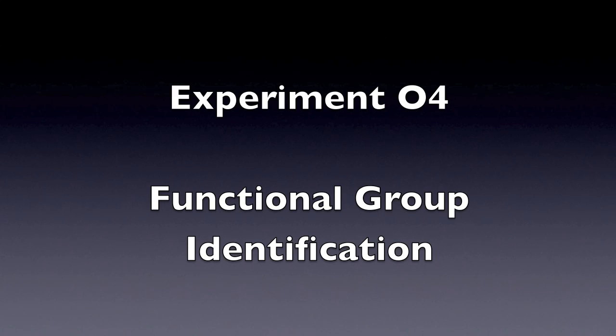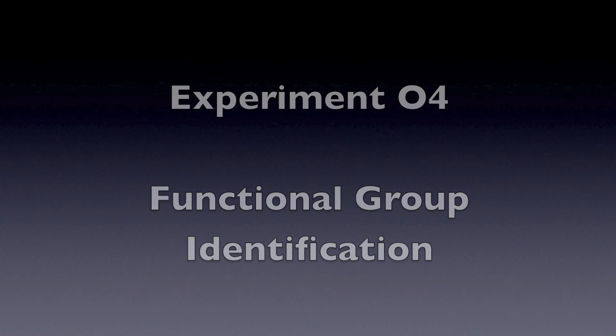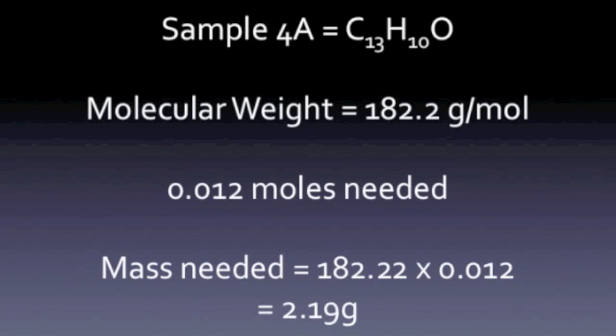In this experiment, we attempt to reduce an aldehyde or ketone to an alcohol. The reducing agent is sodium borohydride. We were given sample 4A, which has a molecular formula of C13H10O. The number of moles needed from the sample was 0.012. This was calculated to be 2.19 gram, where in the actual experiment 2.20 gram was used.